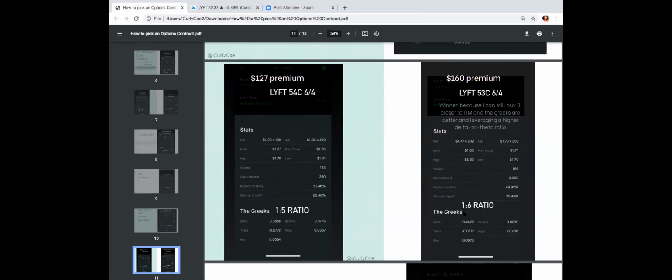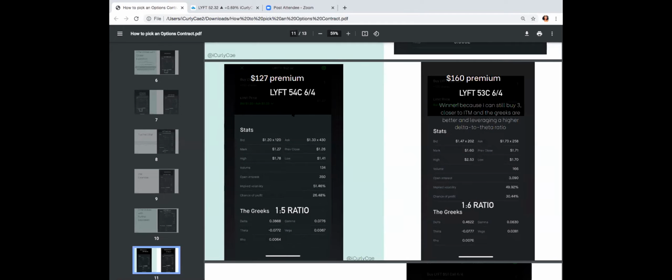I'm exposing myself to less risk. I have a higher profit percentage. I can buy 3 of these, or I can buy 3 of these. Why would I not choose this one? I'm closer to in the money. I can still buy 3. The Greeks are nice. I'm leveraging a higher delta to theta ratio. So this just makes more sense for me to buy this one as opposed to buying this one.